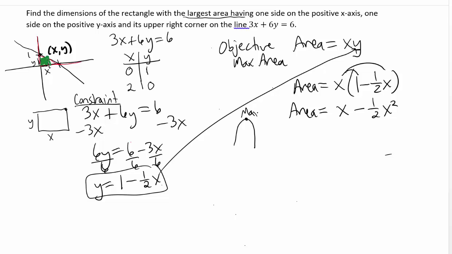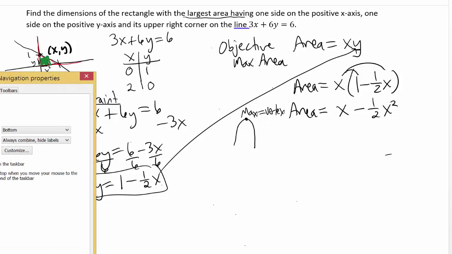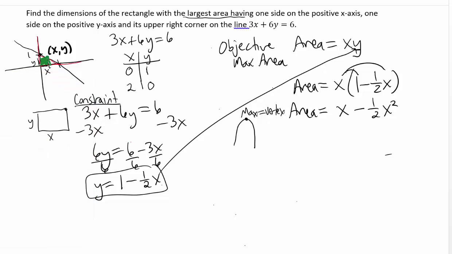which means if it's going to have a max, it has to be at the vertex. And we have a way of finding a vertex by hand without a calculator. So this is another problem that we should be able to solve by hand. So let's find the vertex.